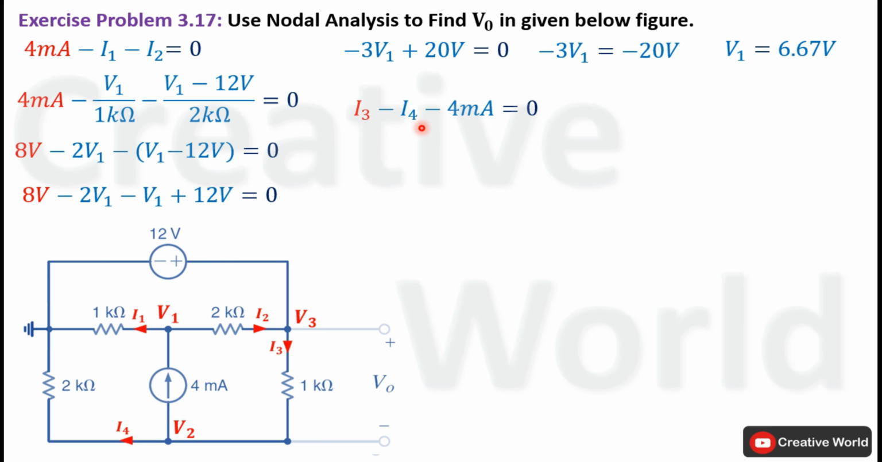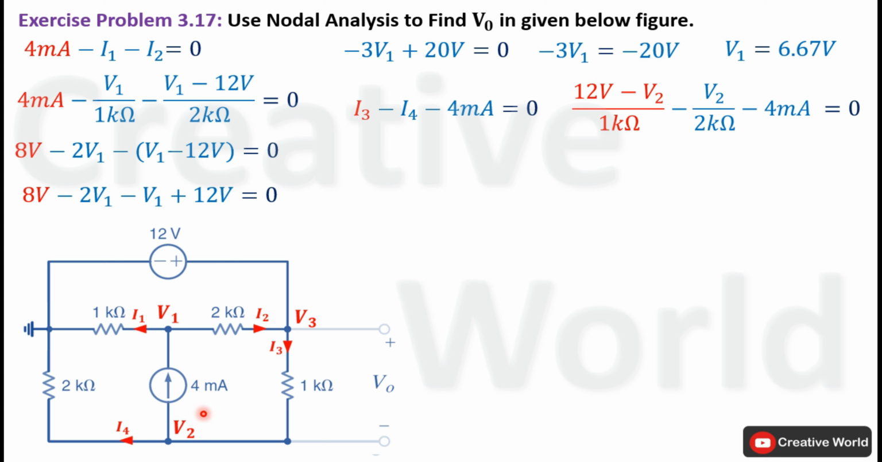In the next step we have to replace these two currents with their respective equations. Current I3 will be equal to the potential difference of these two node voltages divided by the value of resistance 1 kilo ohm. Here V3 is equal to 12 volt, so 12 volt minus V2 divided by 1 kilo ohm will be equal to I3.